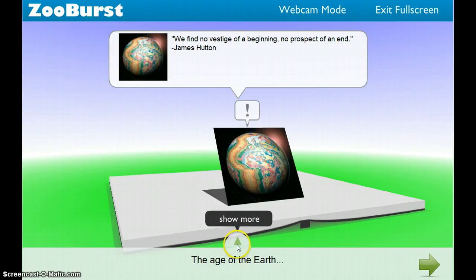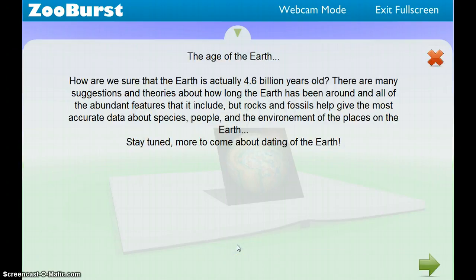Okay, let's start with that book. So the age of the Earth is approximately 4.5 to 4.6 billion years old. There are many ways that scientists and geologists have come up with this theory, and it's quite a proven fact now that the Earth is this old. And I think it's amazing how they came about it.